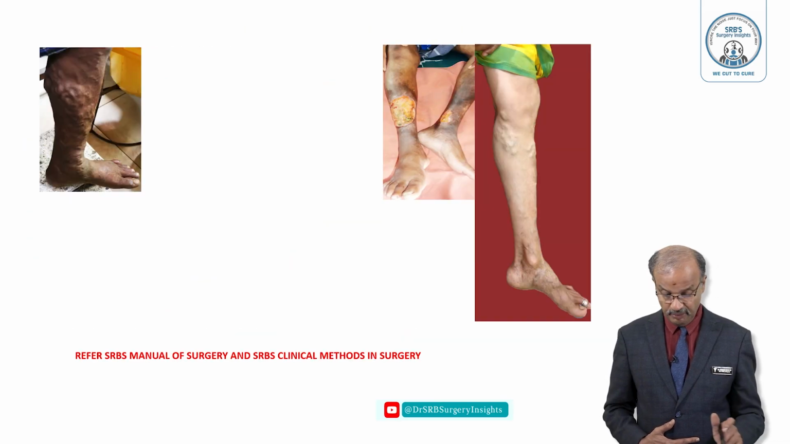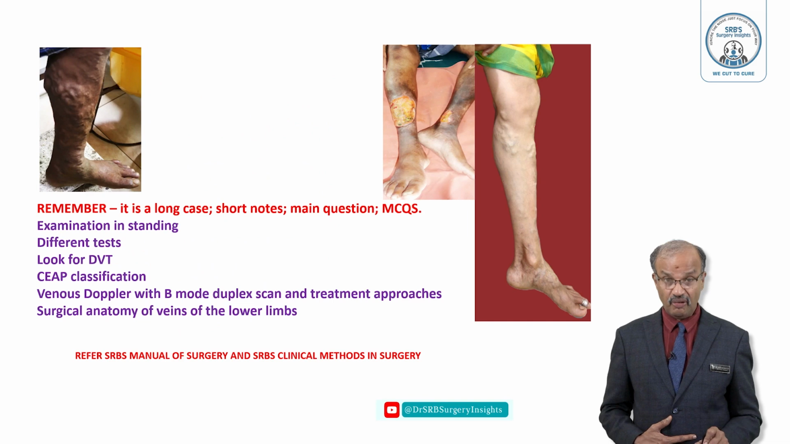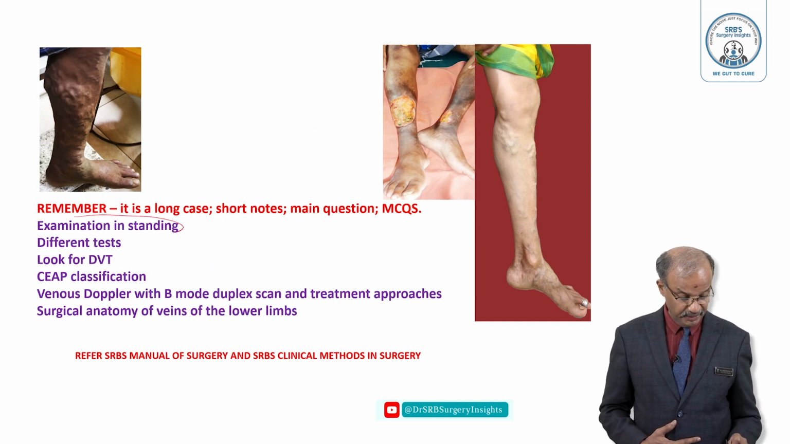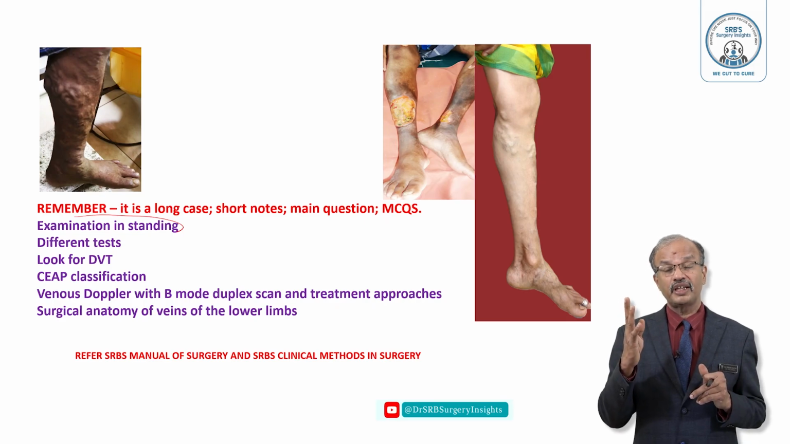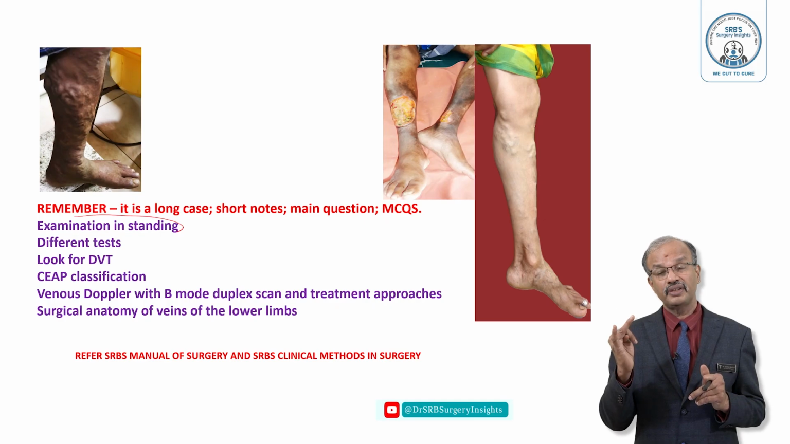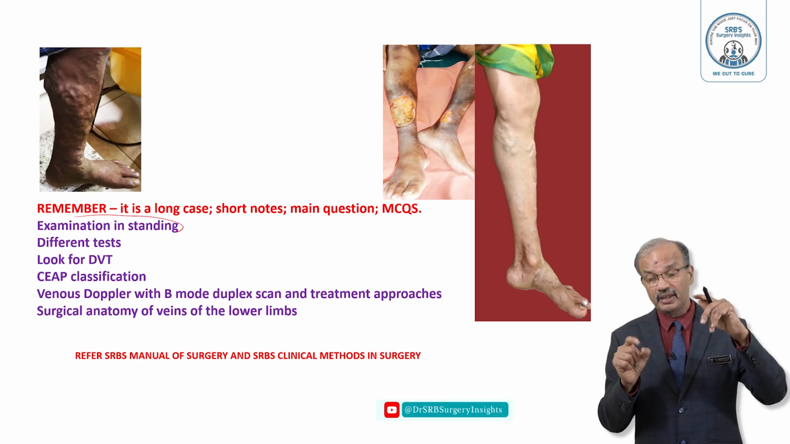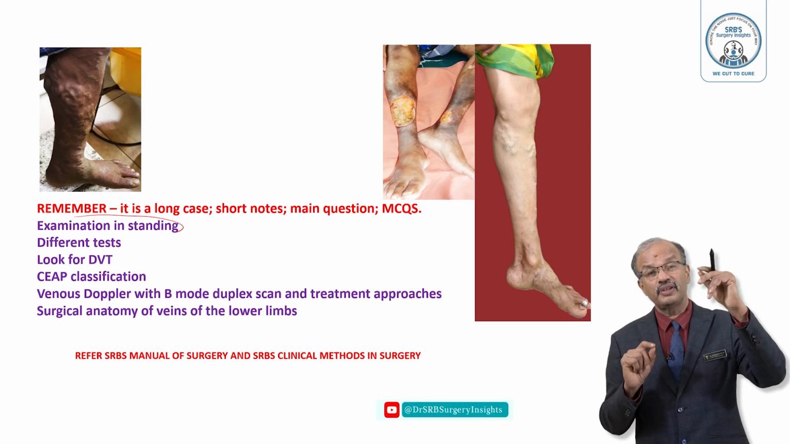And these are the different varicose vein ulcers. You can see that. And remember, it's a long case, short case, main question, MCQs. Always examine standing. Different clinical tests are important: Brodie-Trendelenburg test, three tourniquet test, Fegan's test, Morrissey's cuff impulse, and the percussion test. Ask the patient to stand. Tap the lower part. In the upper part, you can feel the impulse.